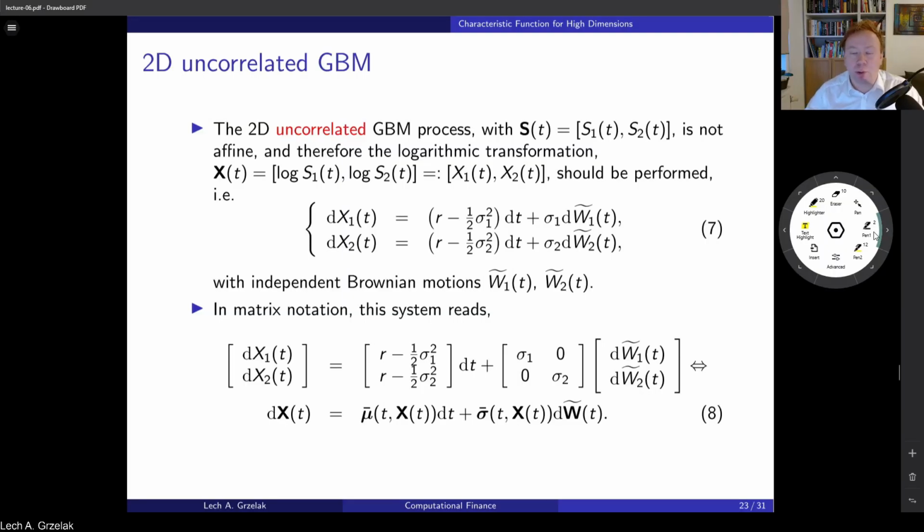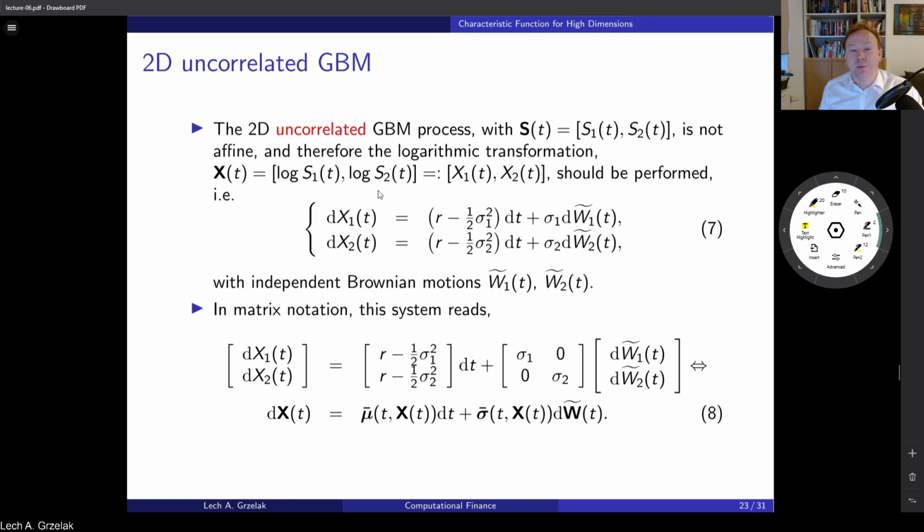Under the affine diffusion framework, we can work with more than one dimension. Here is an example that we will consider right now: 2D uncorrelated geometric Brownian motion processes. Imagine you have two stocks which are modeled by geometric Brownian motion. For simplicity right now, we assume that those processes are uncorrelated. This means that the Brownian motions in the SDEs are independent, so there is no correlation between W1 tilde and W2 tilde. Later on, we will also discuss the case when they are correlated, which also implies correlation between stocks S1 and S2.